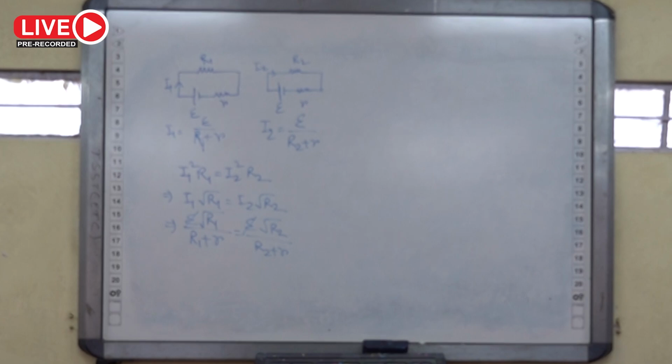You cannot use V square by R1 and V square by R2 across the resistances, because the potential difference V is not constant across R1 and R2, as different current is flowing through the circuit in the two cases.